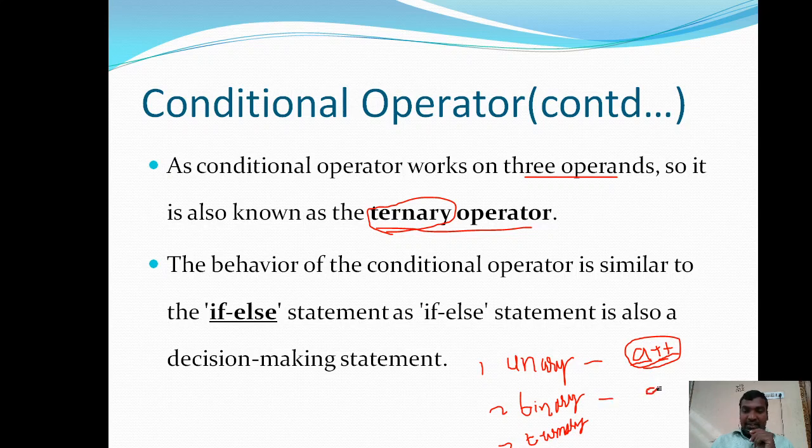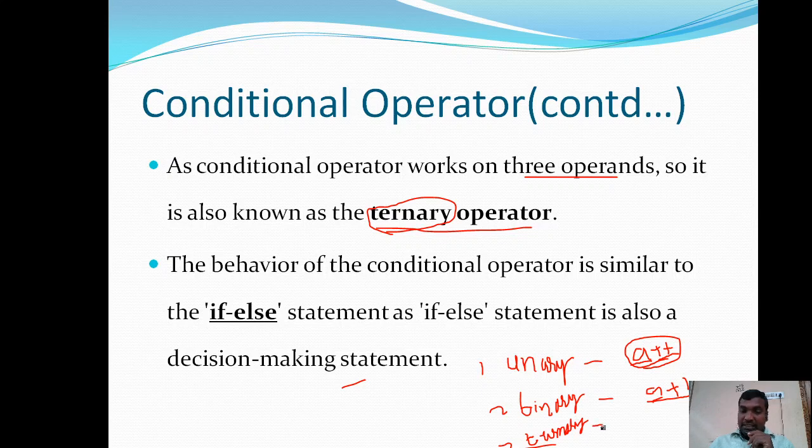Coming to the binary operator, for example, a plus b. Here plus is the binary operator because binary means two. Here a and b are the two operands. So for the plus operator we have two operands, and that's why we call the plus operator a binary operator. Not only plus, all the arithmetic operators, addition, subtraction, multiplication and division, are binary operators.